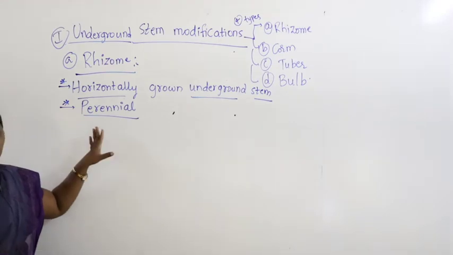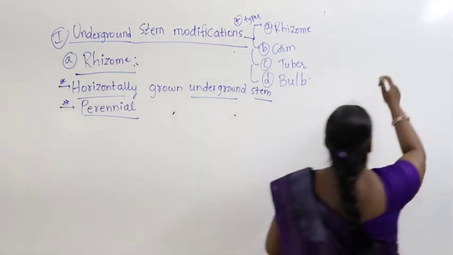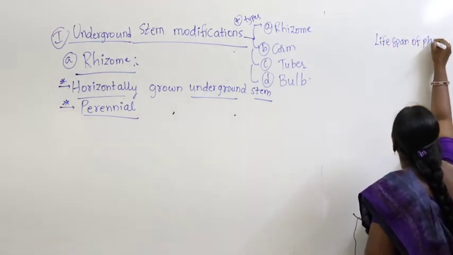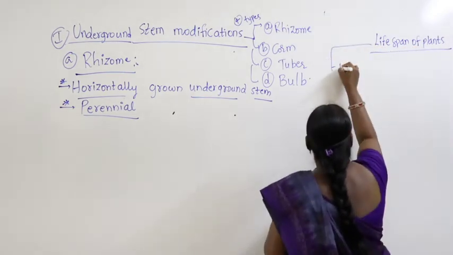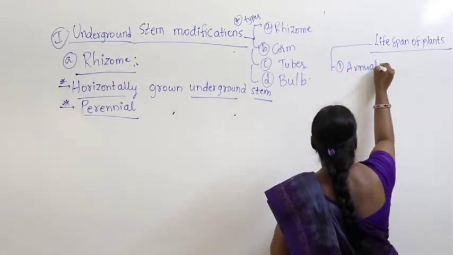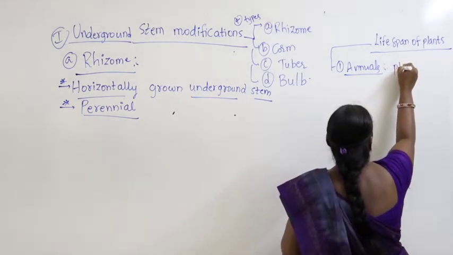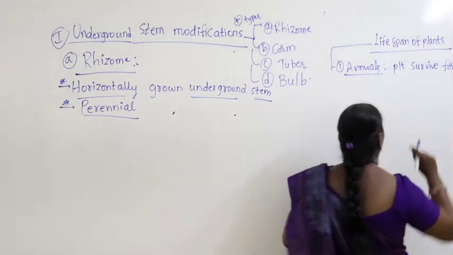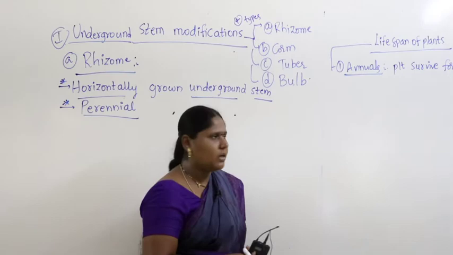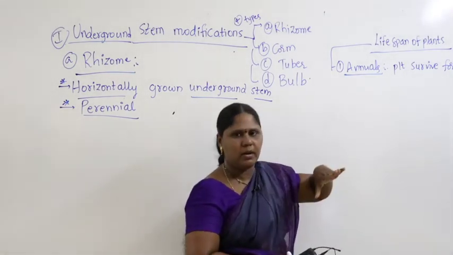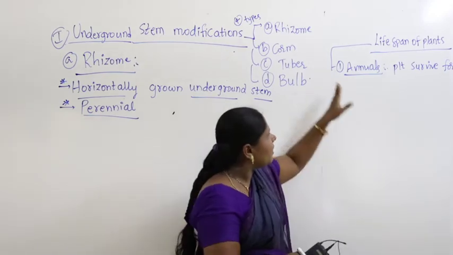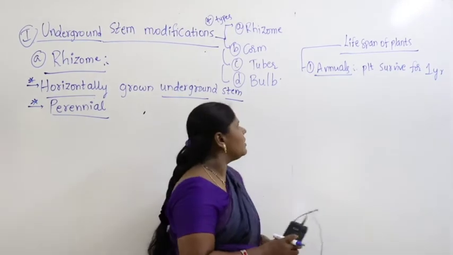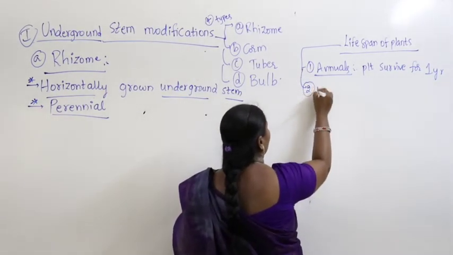Generally, wherever you get terminologies, for example if you take the lifespan of plants, the plants which are called annuals are those where the plant survives for 1 year. Whenever plants survive for 1 year, it's called annual. You all know very well, annual means 1 year. Similarly, we have the second category called biennial.